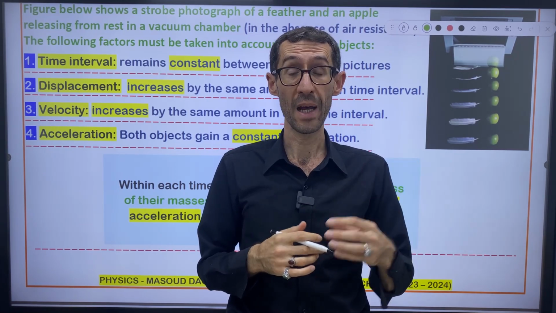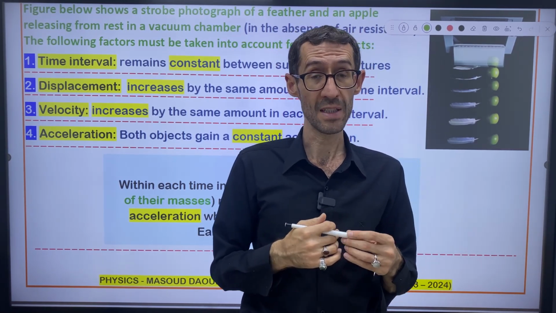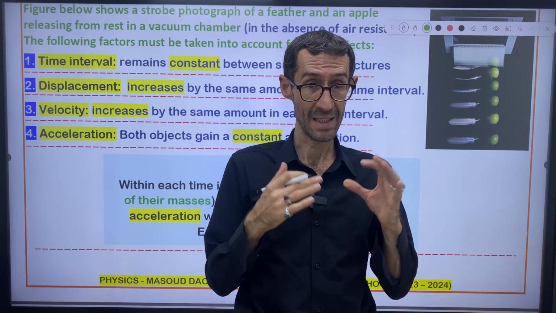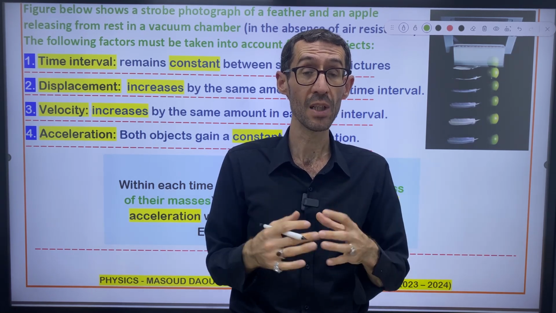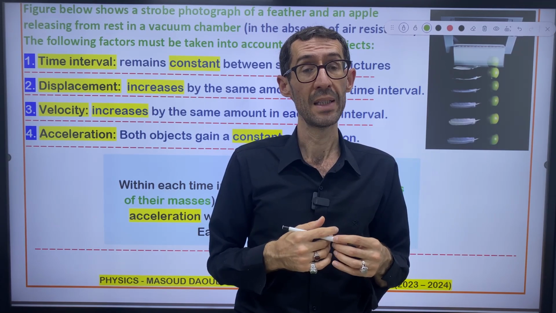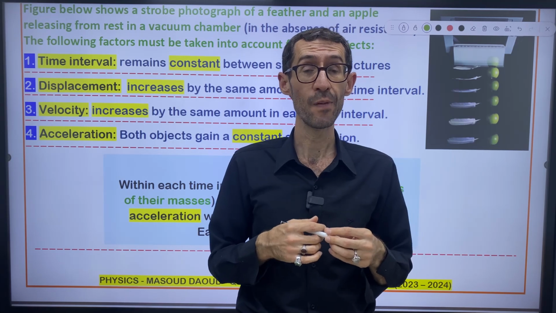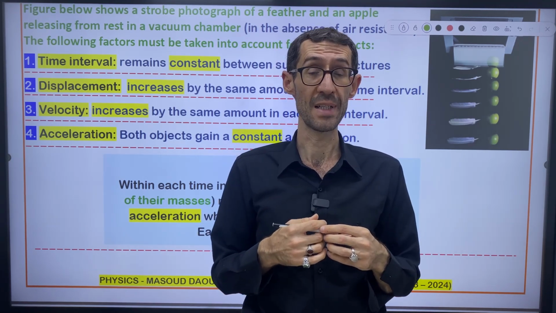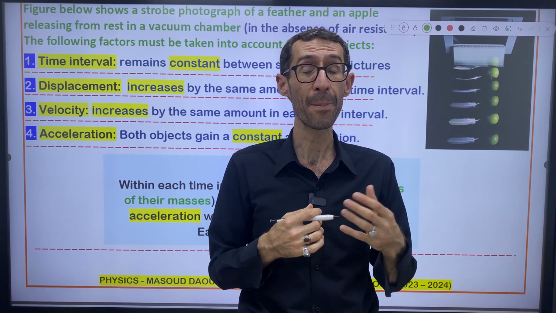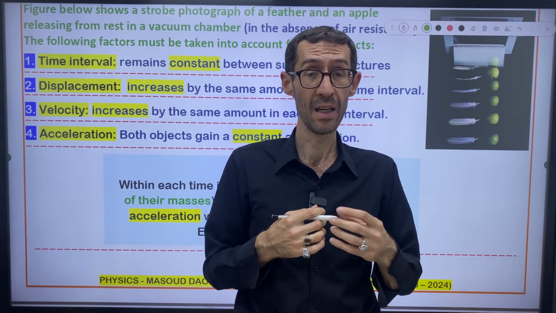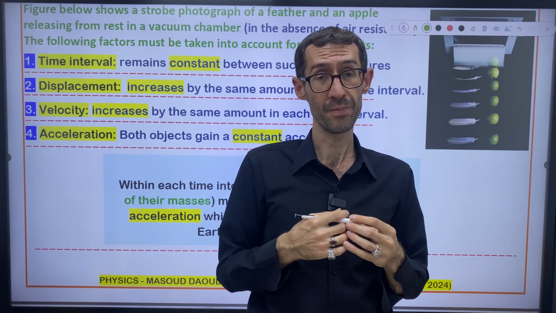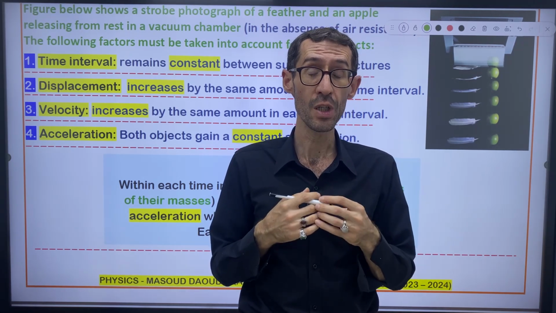And let me give you another example of another celestial object like the Moon. The acceleration due to gravity of the Moon is negative 1.6 meters per second squared, approximately one sixth of free fall acceleration of Earth.